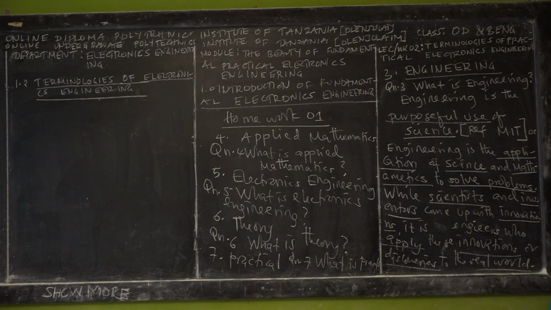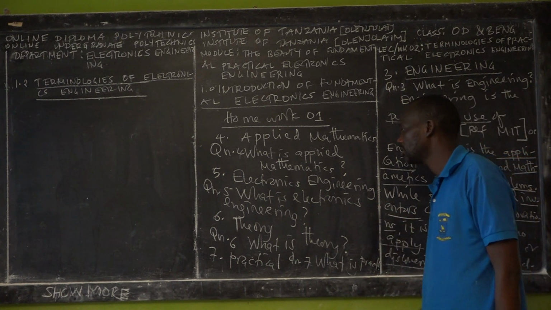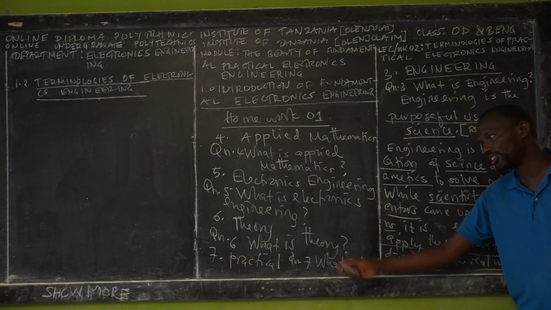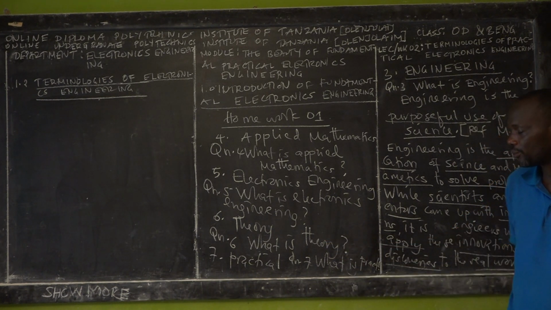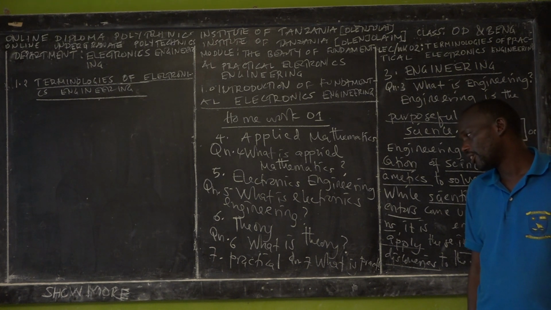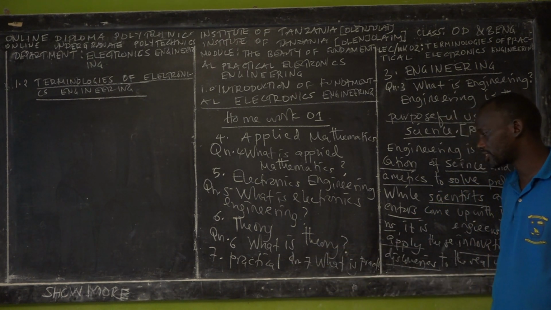The first question, students, I have some local students here. So read the first question. What is applied mathematics? The words applied mathematics, that's the first terminology, right? And then the fifth terminology is electronics engineering. The homework was, what is electronics engineering? Then the sixth terminology is theory. What is theory? Then the seventh terminology is practical, and you have the question, what is practical?